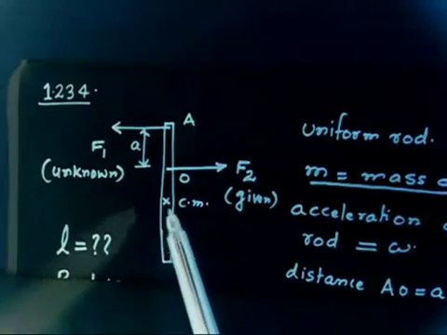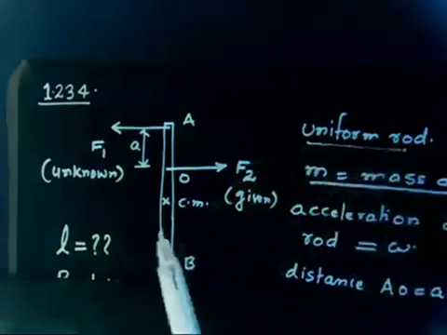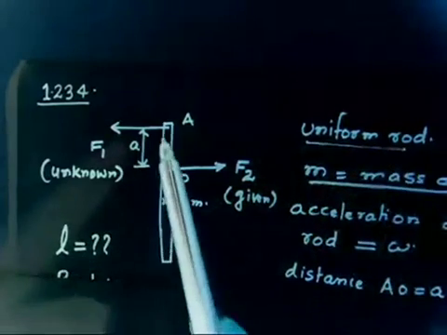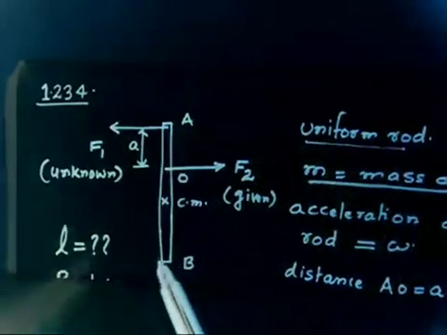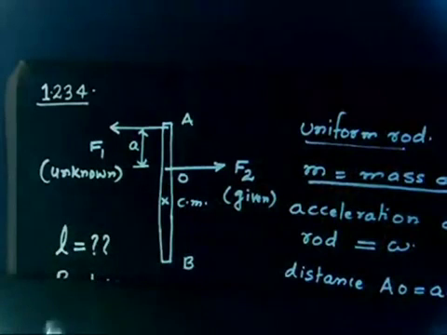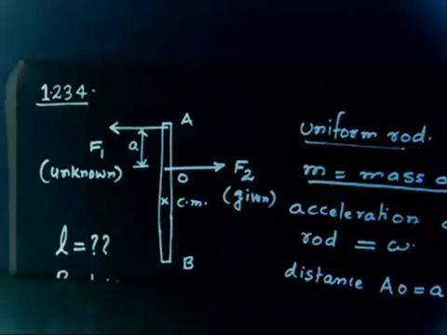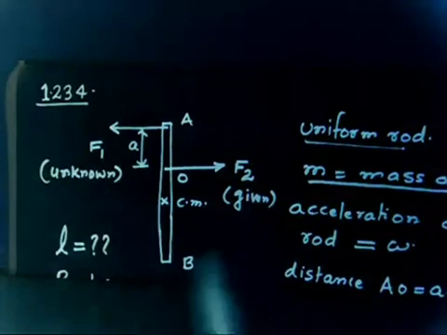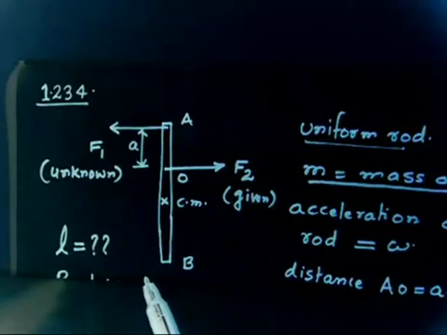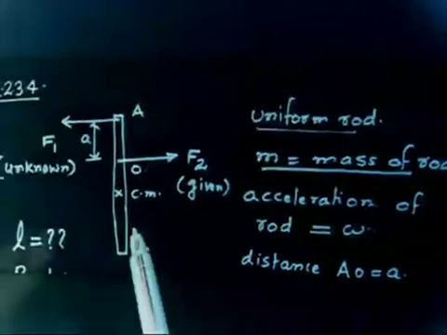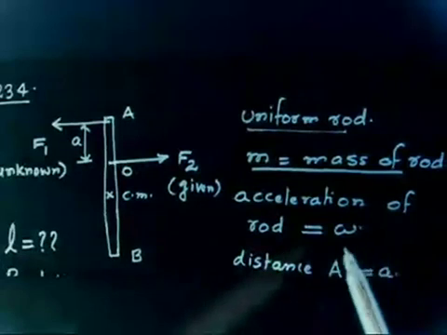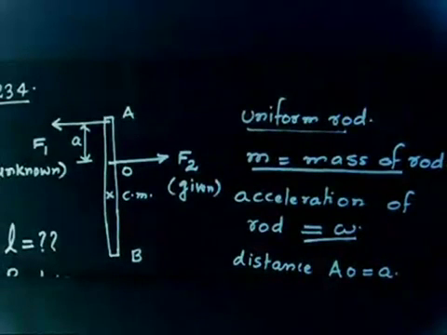Now there is a center of mass, since it is a uniform rod. So I can assume the center of mass lies at a distance of L by 2 from this end and L by 2 from this end. Now F2 is given in the problem, but F1 is not given. So F1 is unknown, F2 is given. And Irodov says the acceleration of the rod is given.